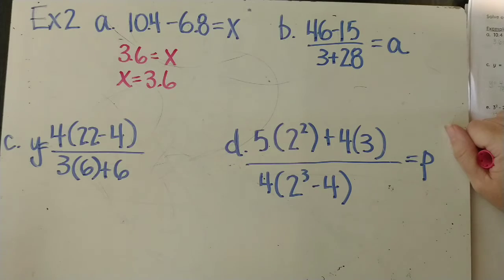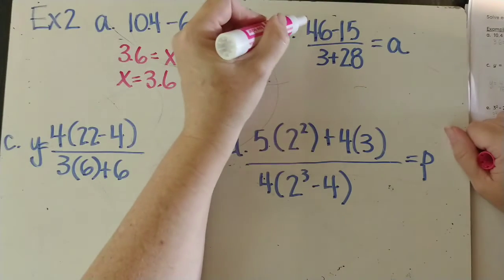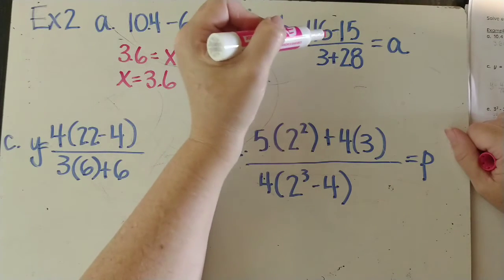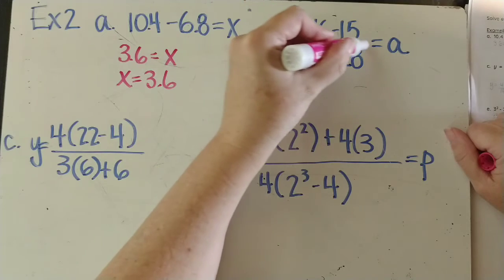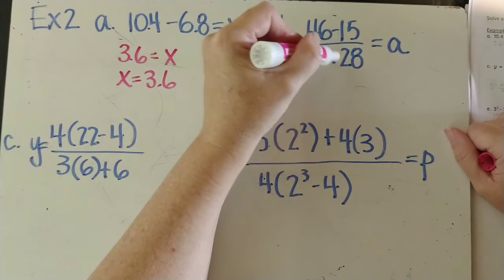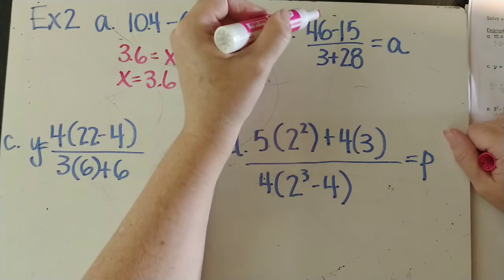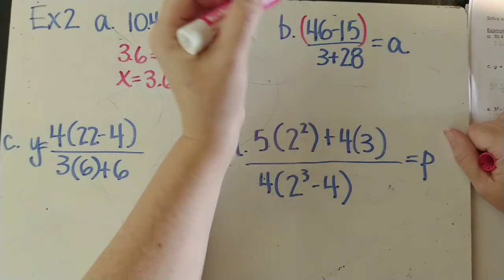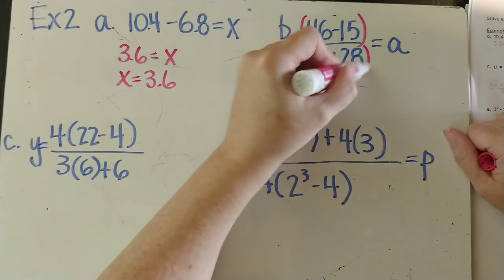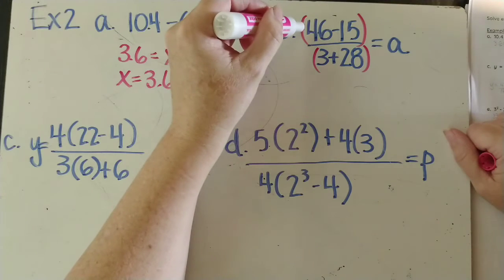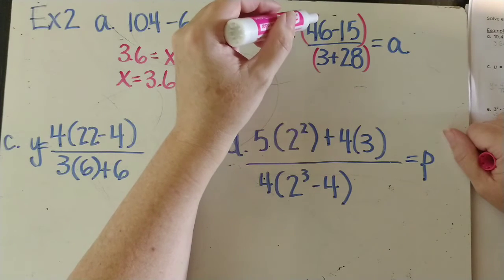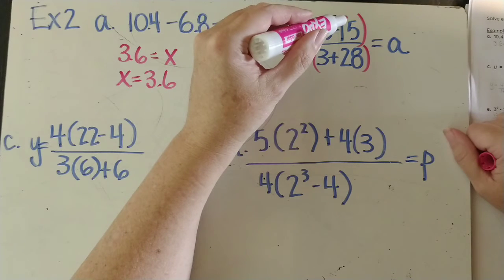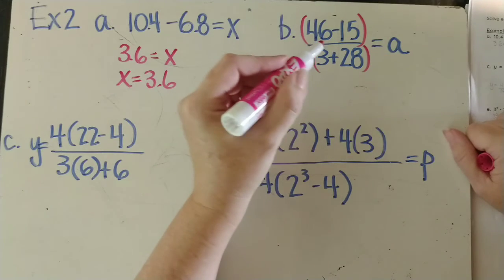Now let's look at letter B. We have 3 things going on in this equation. If you look at the numerator, we have subtraction. Denominator has addition. And since it's a fraction, this is division. 3 plus 20, addition and then division. So in order to remember what to do first, I suggest putting grouping symbols around your numerator, grouping symbols around your denominator. That way you will know that your grouping symbols need to be done first. So 46 minus 15 is 31.